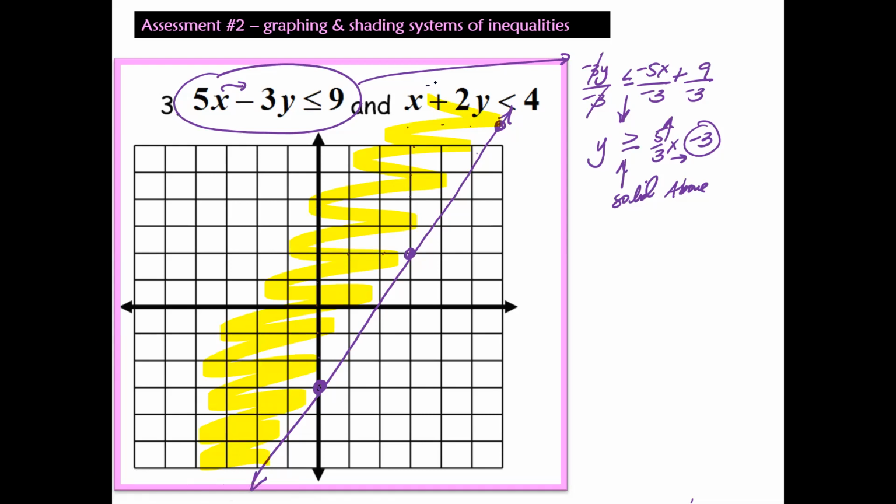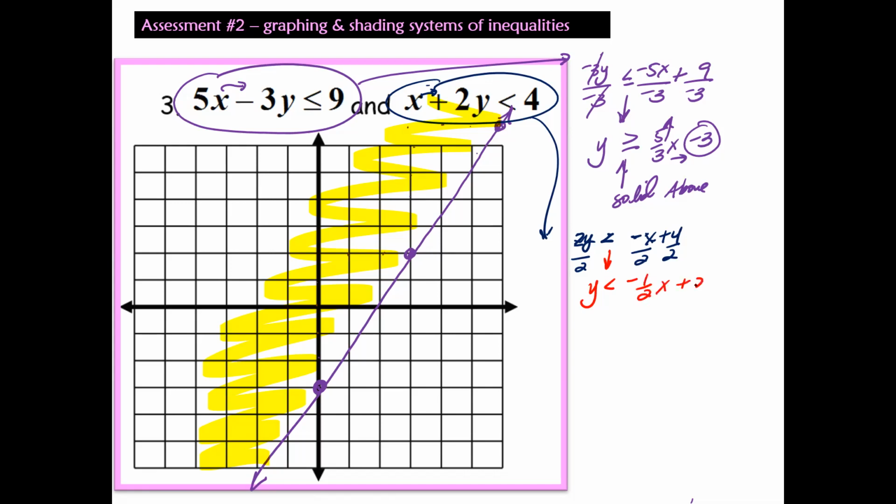Then let's go ahead and grab the second equation right here. Okay, you have to solve for Y. So move the X over to the right side. You have a positive Y is less than, when you subtract the X, you have a negative X plus 4. Divide both sides by 2. And because this one you're not dividing by a negative number, you actually don't change the sign. It stays exactly the same. So Y is less than or equal to negative 1 over 2X plus 2.